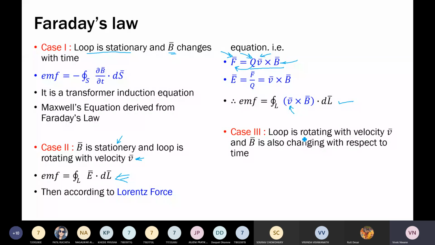Then case 3, the loop is rotating as well as B bar is changing. Here B bar was changing, there the loop was varying. If both of them are varying, we can add equation numbers 1 and 2, and we will have the EMF generated due to both conditions as closed loop integration of V bar cross B bar dot dL bar, minus closed surface integration of ∂B bar by ∂t dot dS bar. The minus sign stays as it is from the equation itself. This is a straightforward application of Faraday's law, which was mathematically applied by Maxwell.